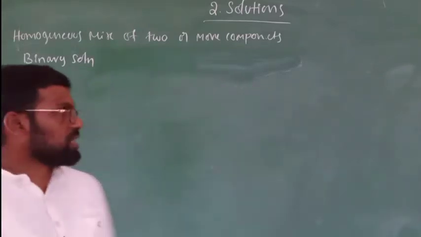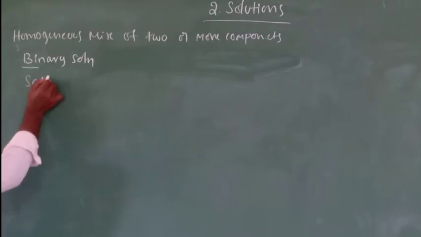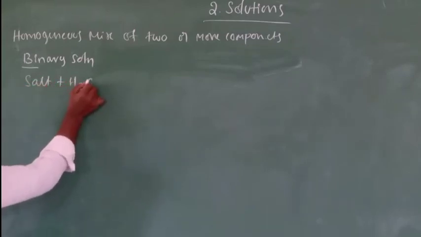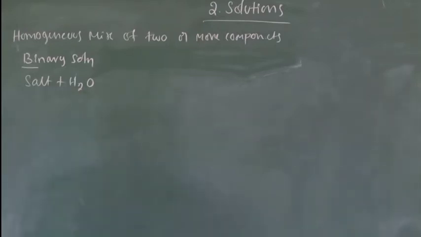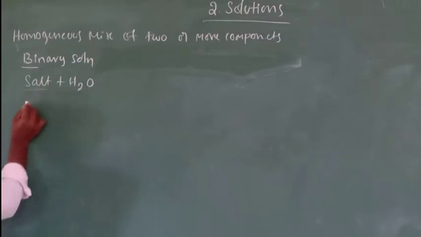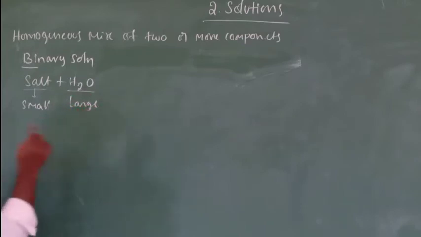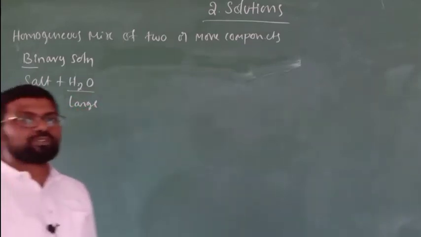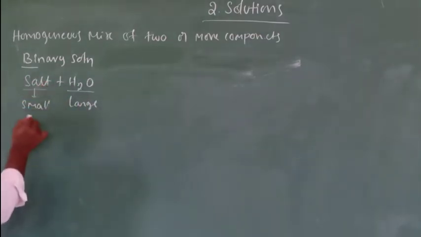Okay, let's take one small example. That's a basic example: salt plus water. Salt plus water gives a binary solution. In this binary solution, the salt is in small quantity and water is in large quantity, isn't it? We take a glass of water and add 1 or 2 spoons of salt. So salt will be small in quantity and water will be large in quantity.